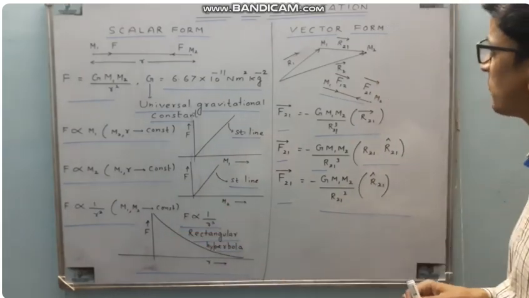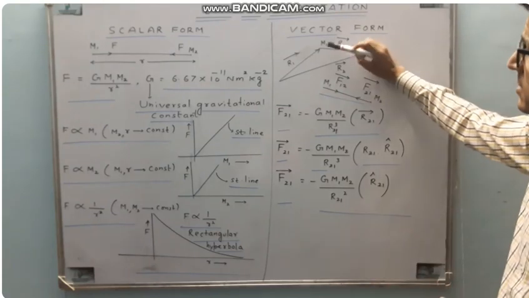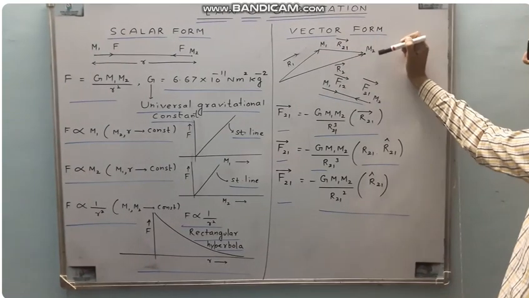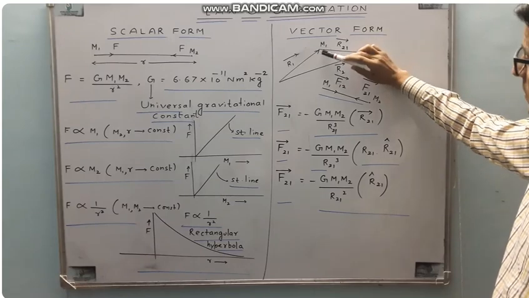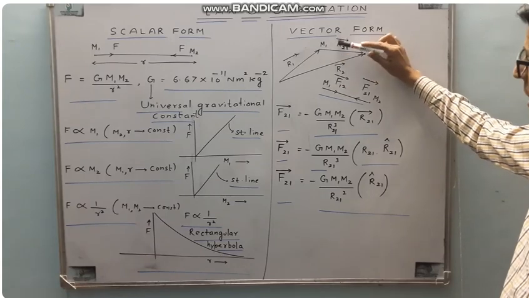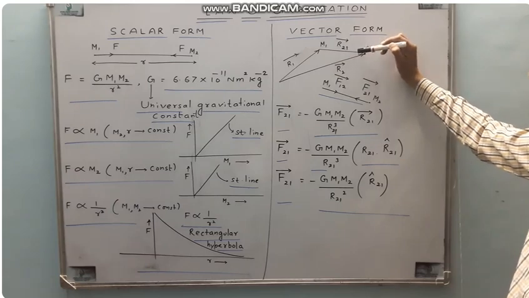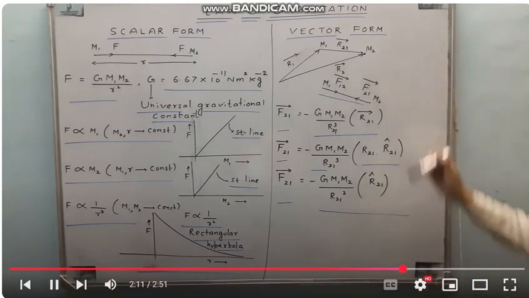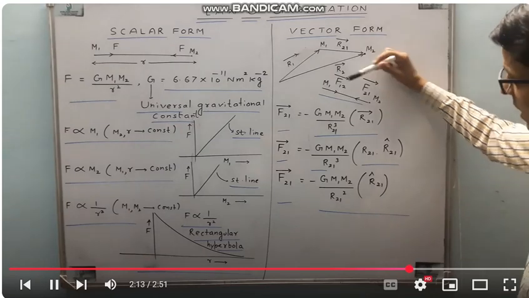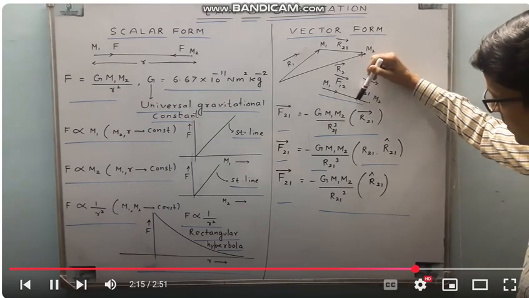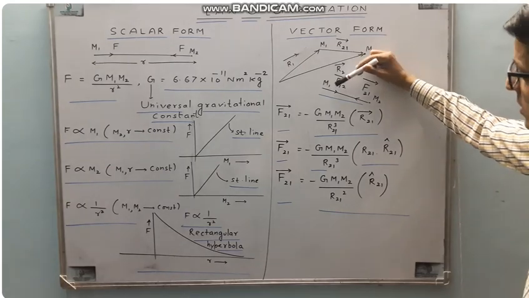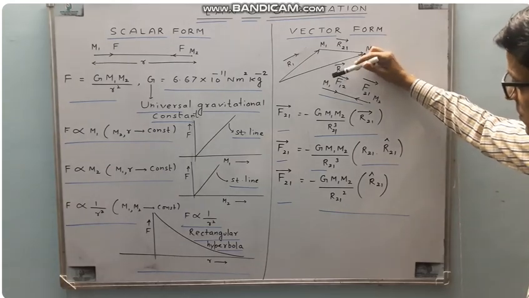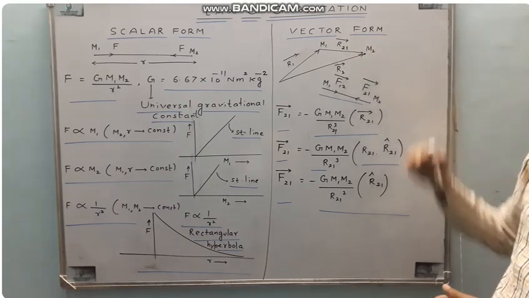Let's look for the vector form of this law. Suppose m1 has a position vector r1 and m2 has a position vector r2. So I draw a vector from m1 to m2 and name it as vector r21. So on mass m2, m1 will apply a force towards it. I represent it by vector F21, and on m1, m2 will apply a force towards it. I name it as F12.